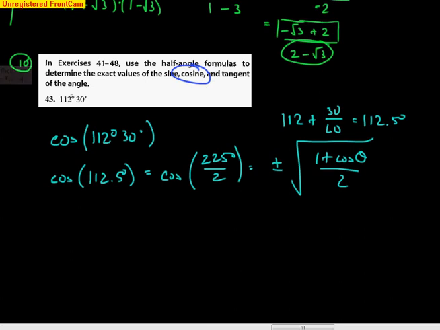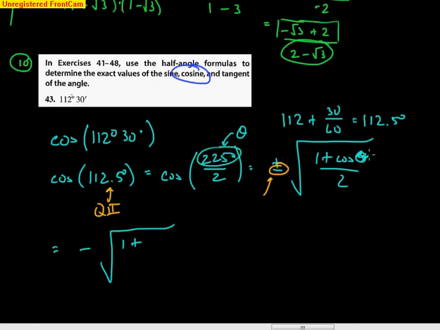Now, to determine the sign of this, we have to figure out what quadrant 112.5 is. And 112.5 is in quadrant 2. In quadrant 2, your cosine is negative. So you're going to keep the negative in this problem. So we are looking at the negative square root of 1 plus, and now up here I really should not put theta, I should put what theta is. Theta is this top angle, 225.